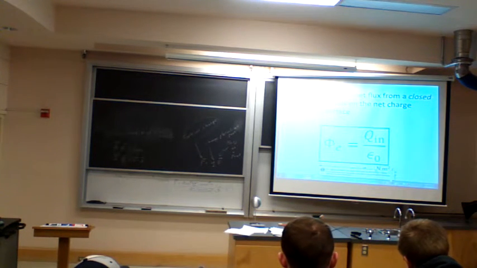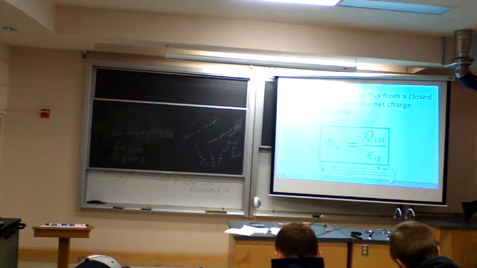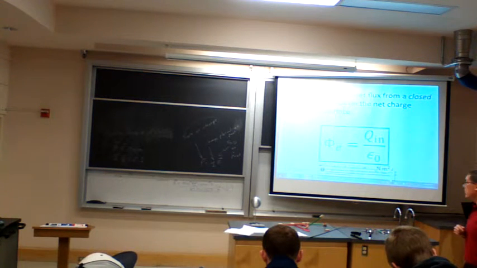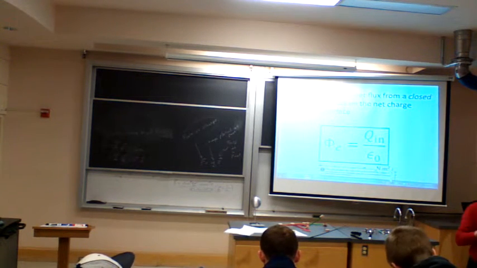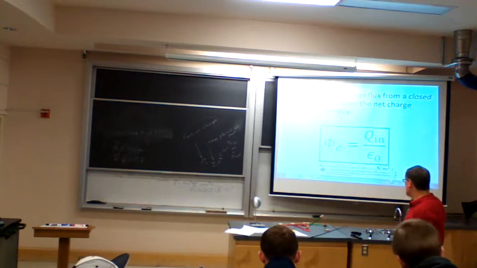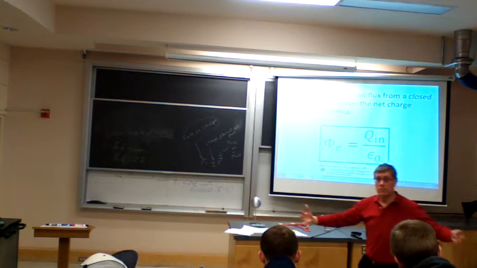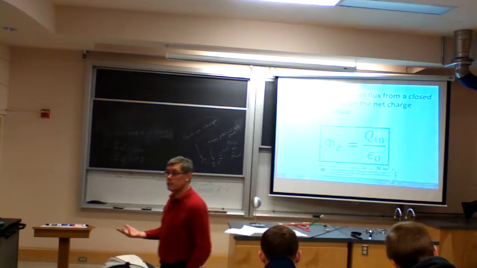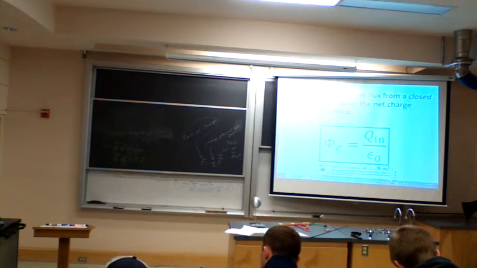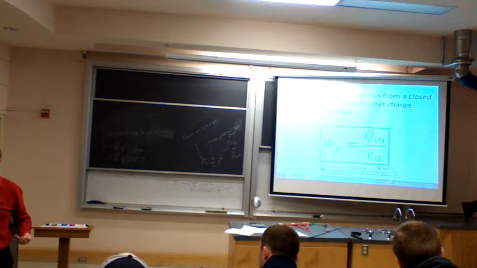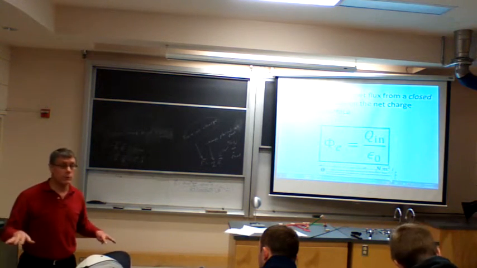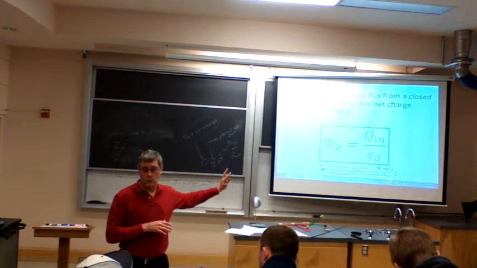So if I tell you the flux is 10, whatever the units are, can you find the charge inside that box? You multiply by epsilon naught. If I tell you the total charge inside of a volume is 2 coulombs, can you find the total flux leaving that box? You divide by epsilon naught. It doesn't matter what the shape of the box is, it doesn't matter what the distribution of the charge is, this is always, always true.